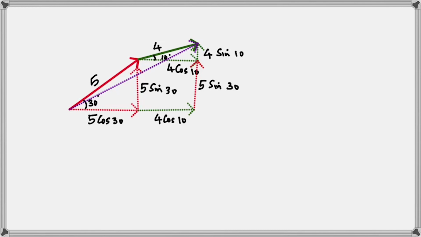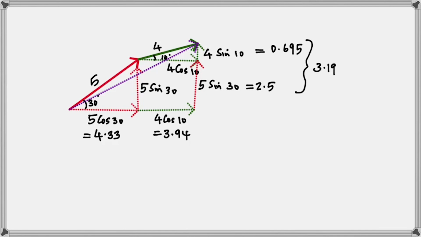So let's have the numbers. Go with each number, tell me the numbers. So those are the values that you get, and if you add these two, 2.5, you get 3.195. And if you add these two, you get 4.33 plus 3.94, which is 8.27. All right, what's the last step?